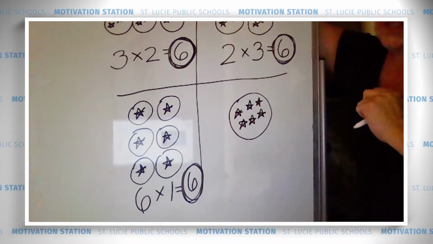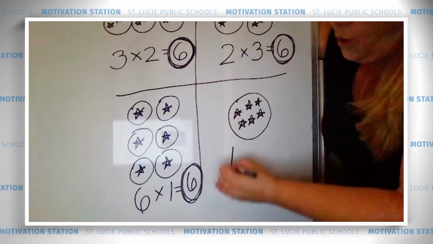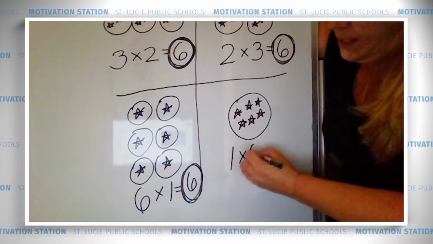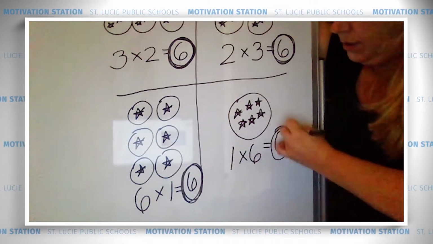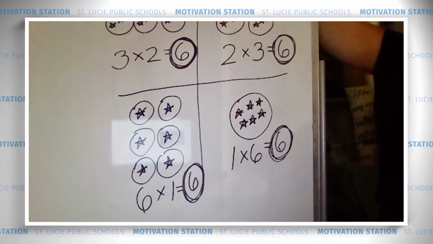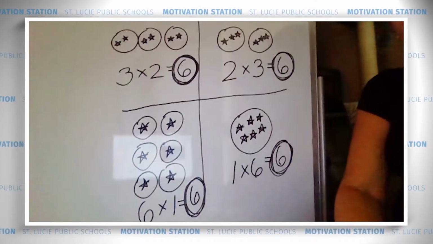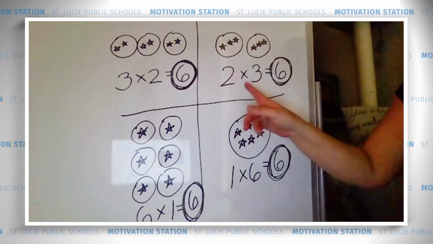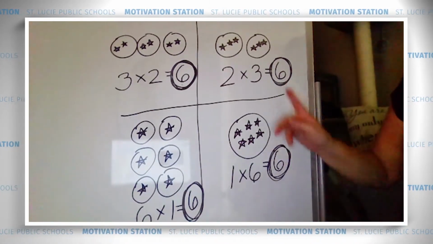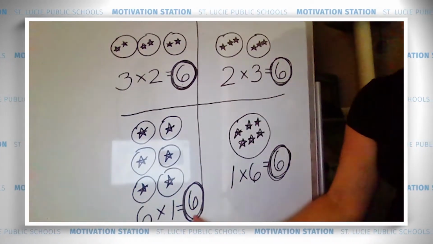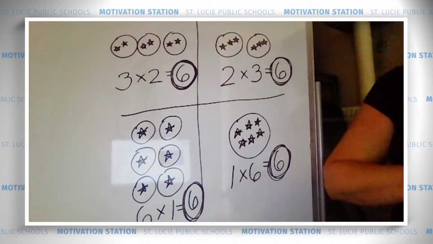1 group with all 6 stars. Okay, so that would be 1 group of 6, and that would still equal a total of 6 stars. So you can see I can write 4 different multiplication equations to get to the total of 6. So that's what we're going to be working on today.